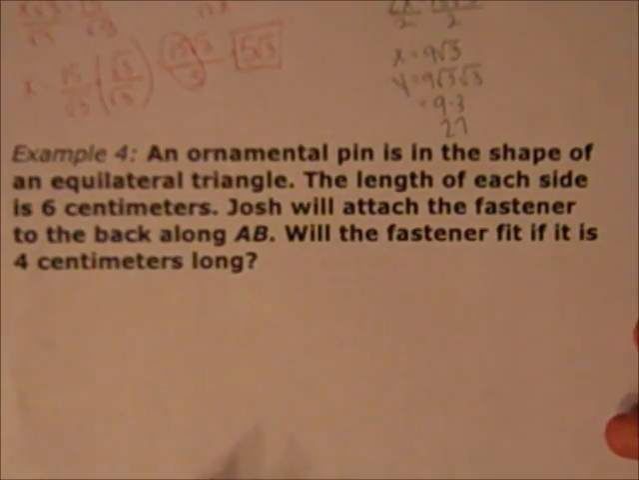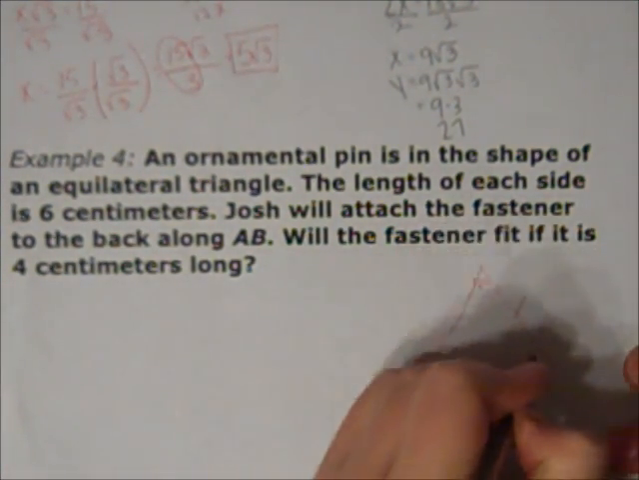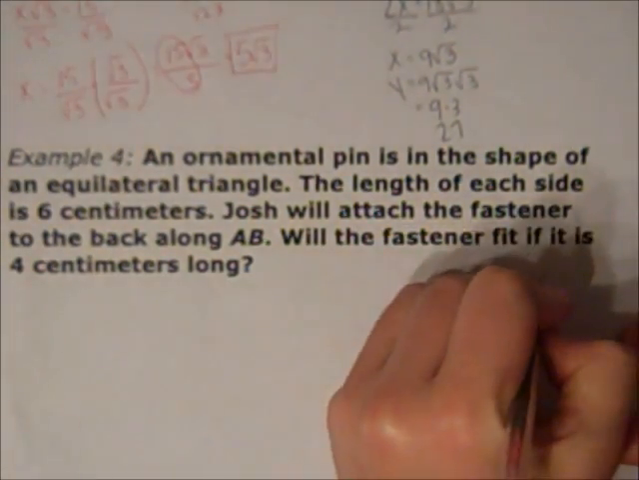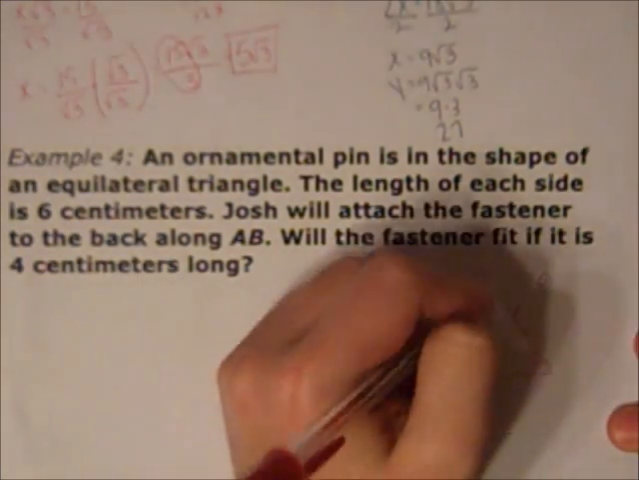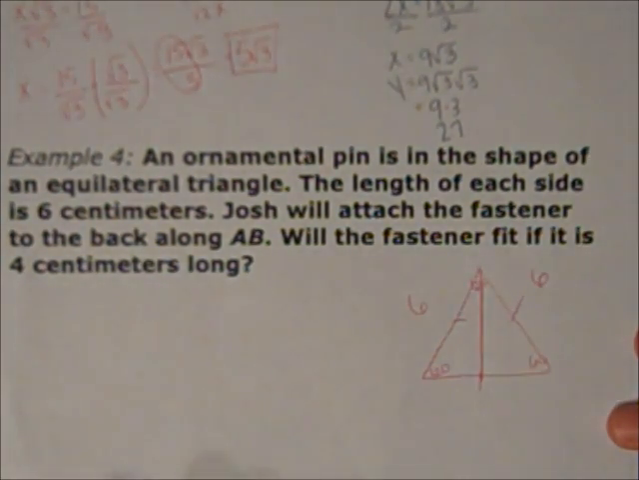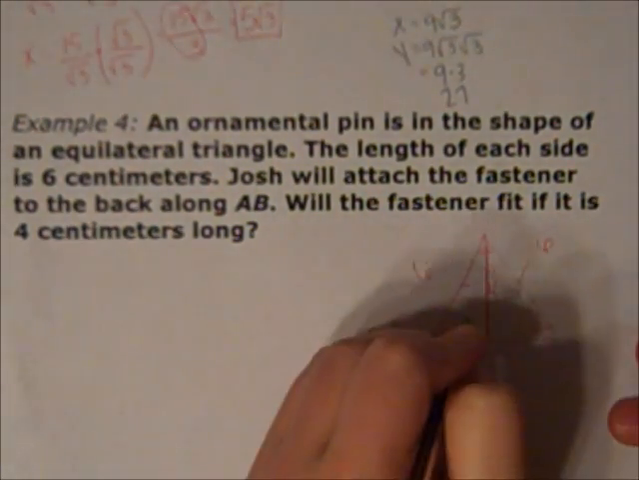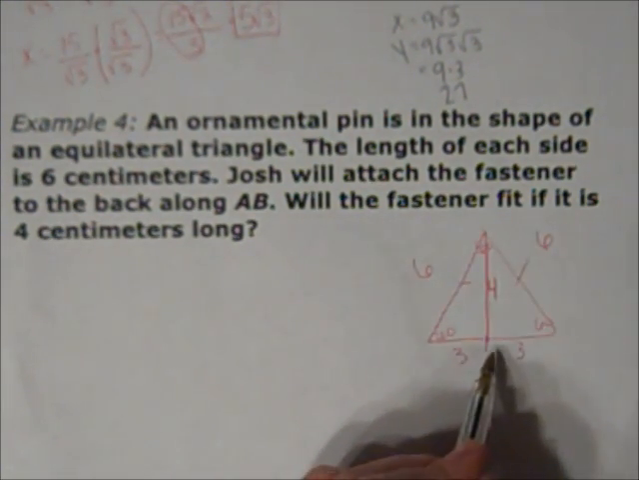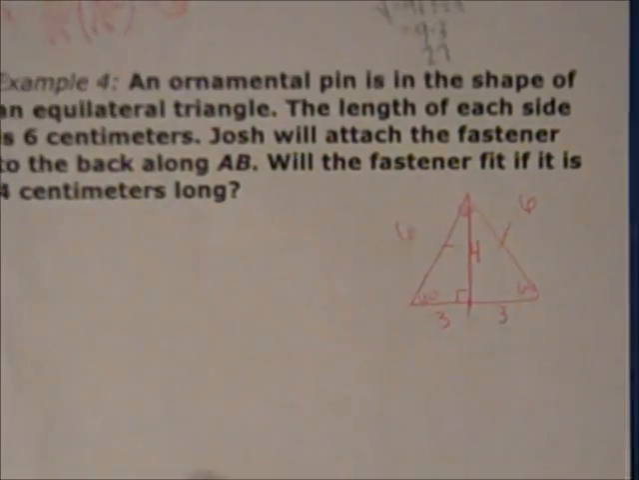An ornamental pin is in the shape of an equilateral triangle. Draw and label. The length of each side is 6 centimeters, and Josh will attach a fastener to the back along AB. So basically he's going to glue a safety pin right along the middle right here. Will the fastener fit if it is 4 centimeters long? So this is an equilateral triangle, so this is 6, 6, and 6. When I cut this bottom side in half, I'm going to do 3 and 3. So that way this becomes a 30, 60, 90 triangle.